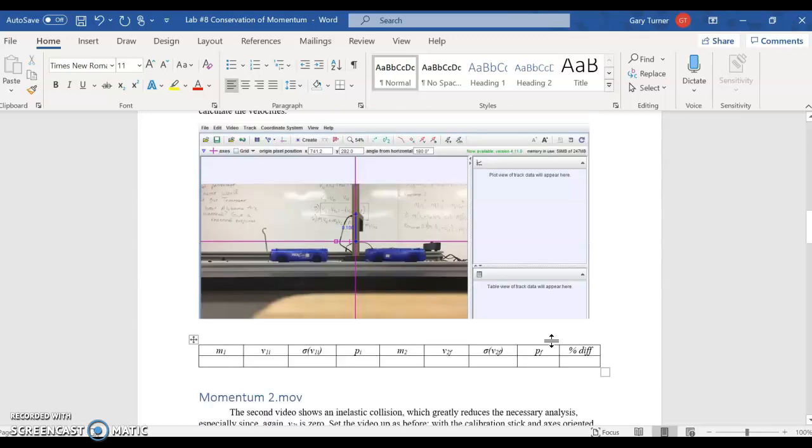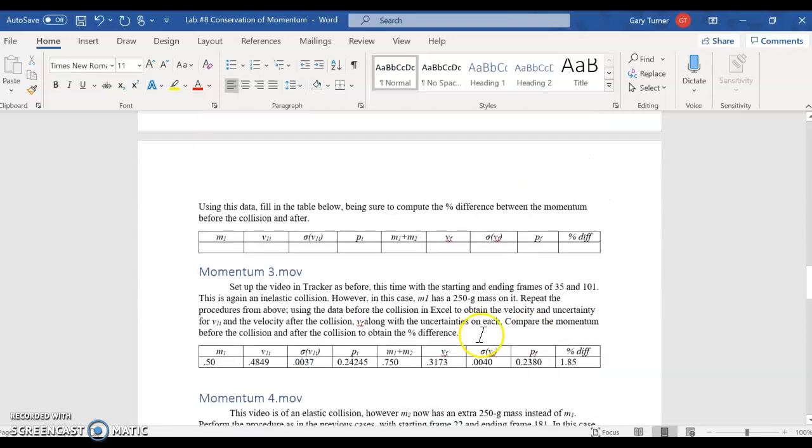Now, in this video, the carts are approximately 1/4 of a kilogram, or 250 grams, and mass 2 also has a 250 gram mass on top. So the combined mass is 1/2 of a kilogram, or 0.5 kilograms.